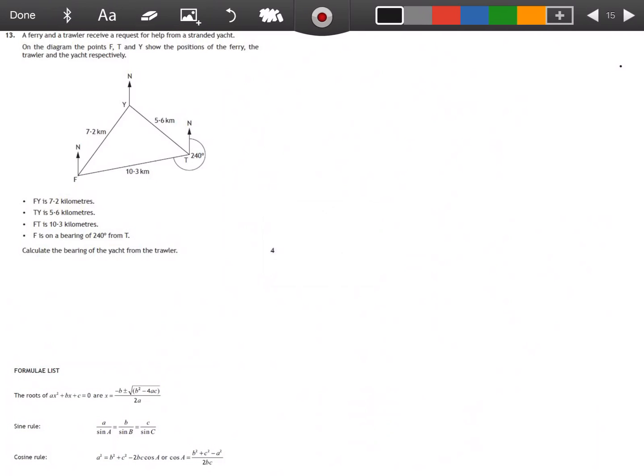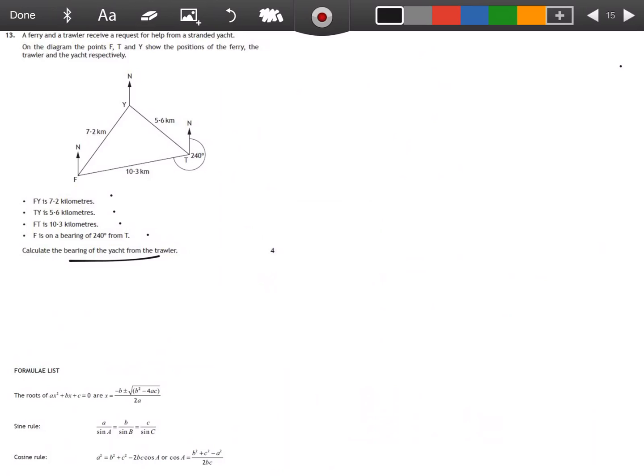Right, okay, let's see the values, what we need to work out. Right, so we've got all these values. First of all, double check that the measurements and the angles that you've been given are actually on the diagram, okay? Sometimes they're not. These values have all been put in the diagram, so that's fine. What is the bearing of the yacht from the trawler?